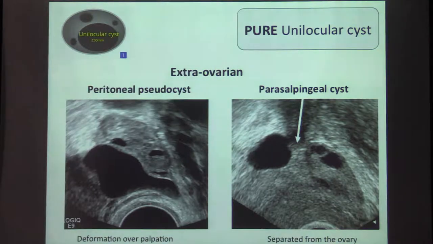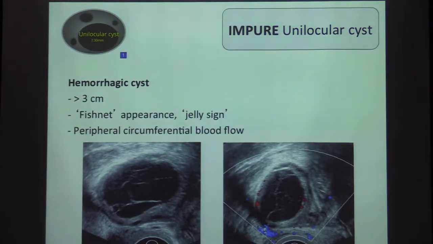Then, when the cyst is pure and extra-ovarian, you have 2 diagnoses. Peritoneal pseudocyst: the diagnosis of peritoneal pseudocyst will be made by deformation over palpation, and of para-ovarian cyst when you can separate the cyst from the ovary. Then, when the cyst is impure, you have 3 possibilities.